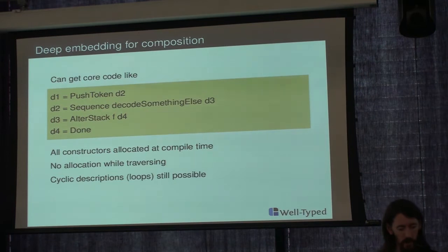So we can end up with code that looks like this. D1, push token D2, and it does some sequencing of doing something else, followed by D3, etc. So this is perfect, basically. There's no allocation while traversing it. It's all statically allocated, and we can still have recursion loops here. So that's really nice.